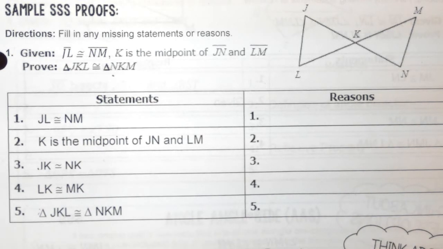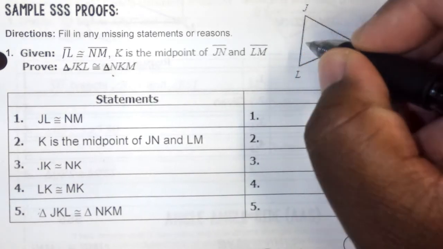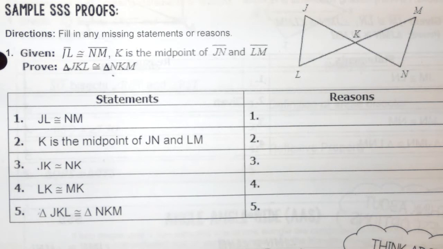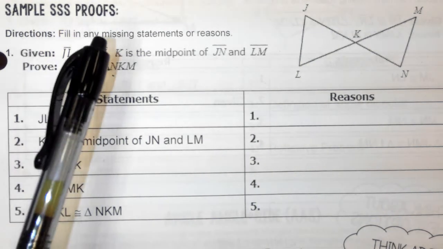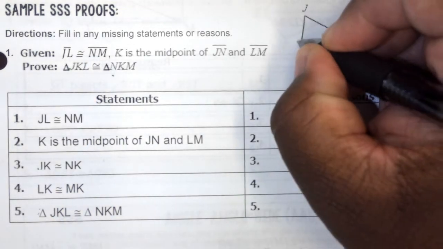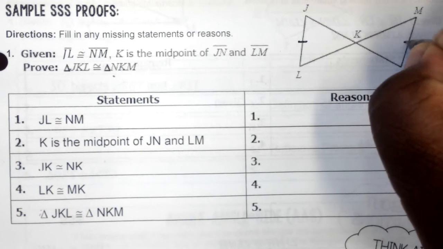Segment JL is congruent to segment NM. That's the first piece of given information. Anytime they tell you something like that, you want to mark it on your actual figure. So the first thing I'm going to do is mark segment JL congruent to segment NM. On my figure, I'm going to mark JL congruent to NM.